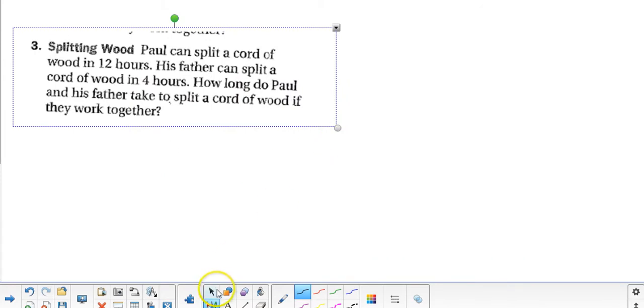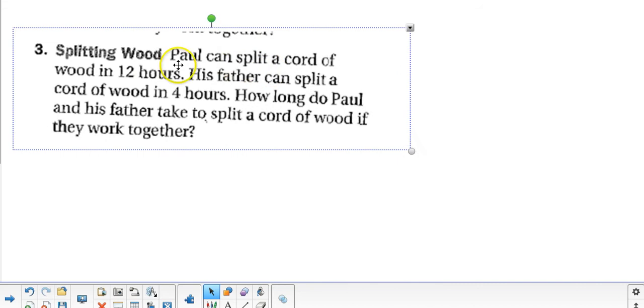Okay, and then the last one I want to do is: Paul can split a cord of wood in 12 hours. A cord of wood is a bunch of wood, and you split it up into smaller sections with an axe. His father can split a cord of wood in 4 hours. How long do Paul and his father take to split a cord of wood if they work together? So again, now they're working together. Each of their rate times time would equal the amount that they get done, and that's going to be added together to equal 1 whole.